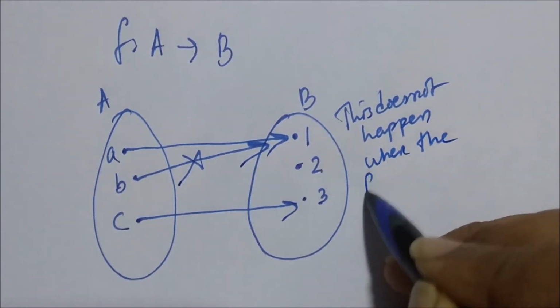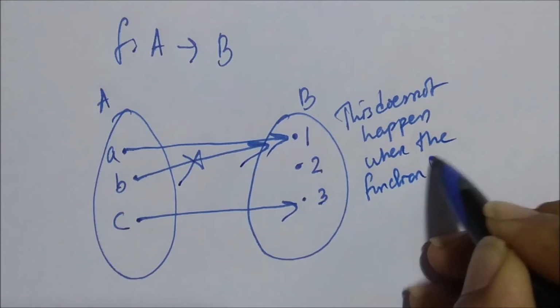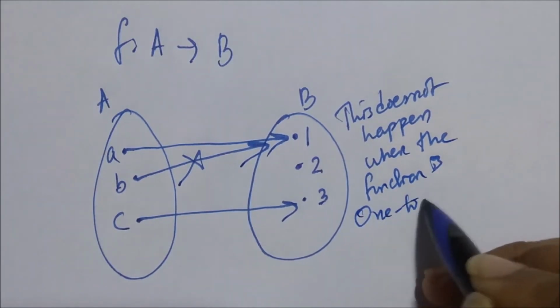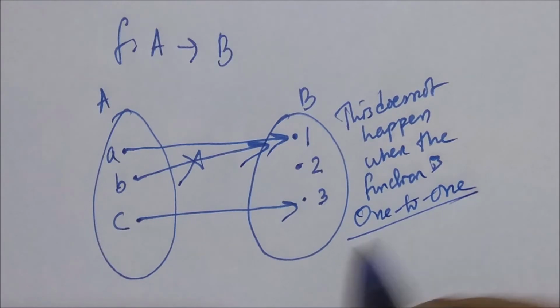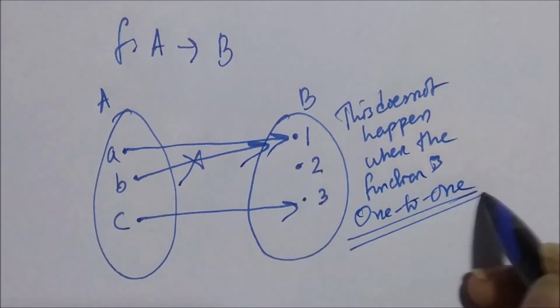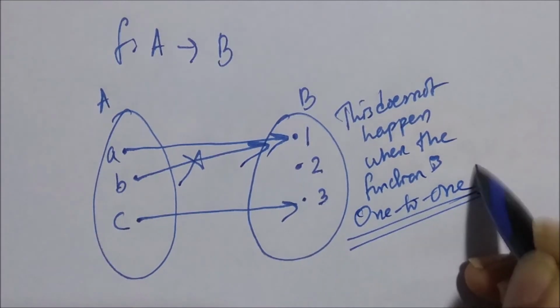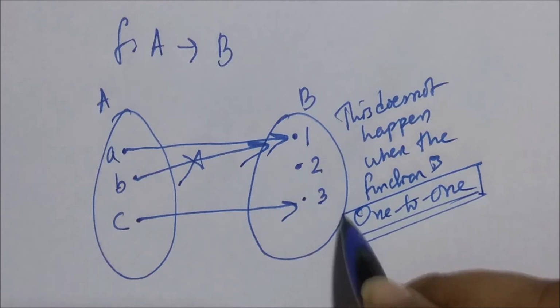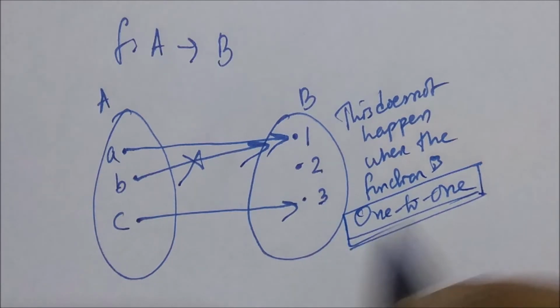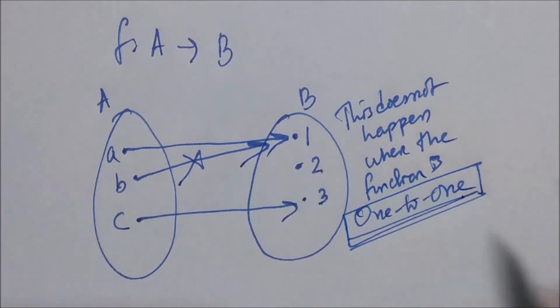So this doesn't happen when the function is one-to-one. This is not a one-to-one function. This is an example of a function which is not one-to-one. So here f of a equal to f of b, but it is not the case that a is equal to b. So this is not a one-to-one function, because in a one-to-one function, two elements in the domain cannot map to a same element in the set B.